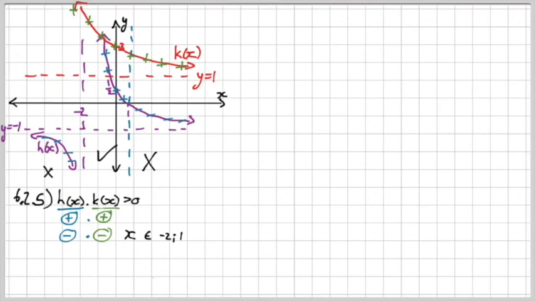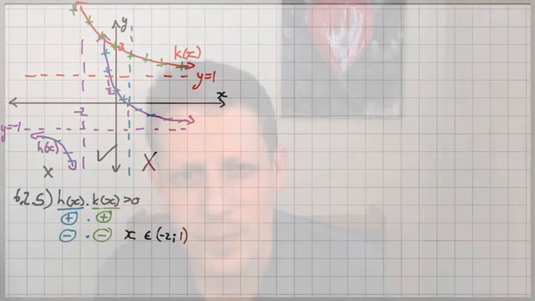But, first of all, at -2, h of x doesn't exist, so I cannot include it. And at 1, both of them exist, but they do not say equal to 0, so I'm also going to make a round bracket. If that was equal to 0, I would have included the 1 and made a square bracket. But I have to make a round bracket.